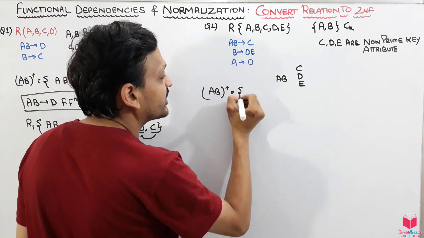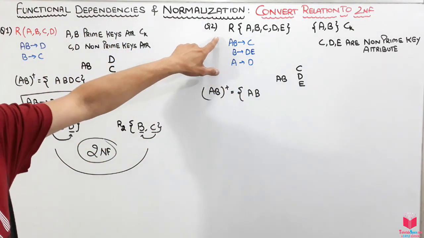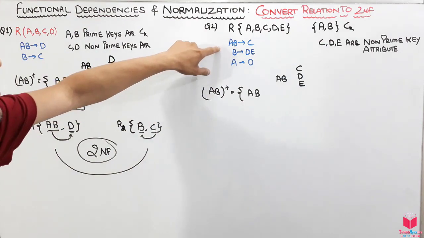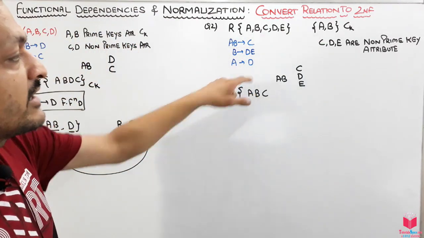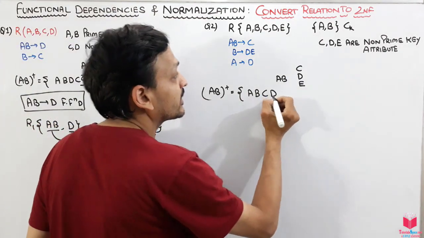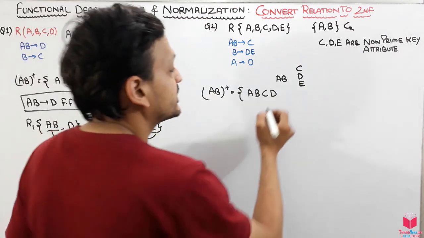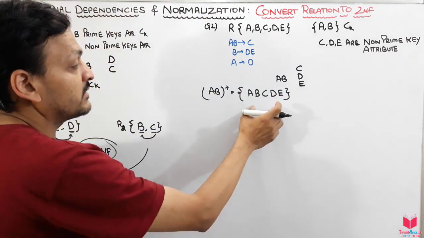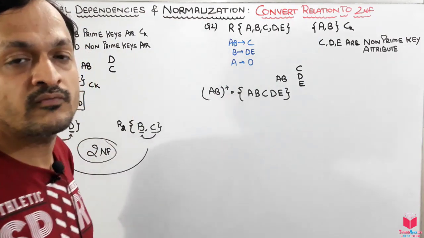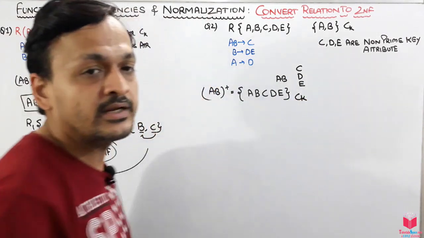So we will find the attribute closure of AB. A and B will be there at least, and after that we will look at the functional dependencies. From AB I can find C, from A I can find D, and from B I can find DE. D is already here, so E will come, which means all the attributes come after finding the closure of AB, which says that it is a candidate key.